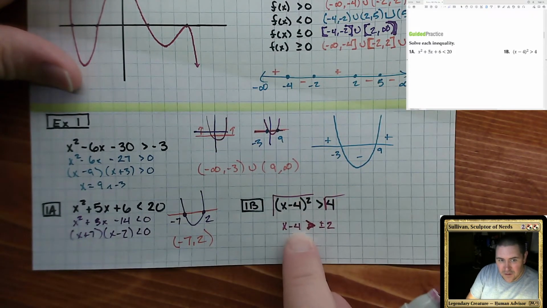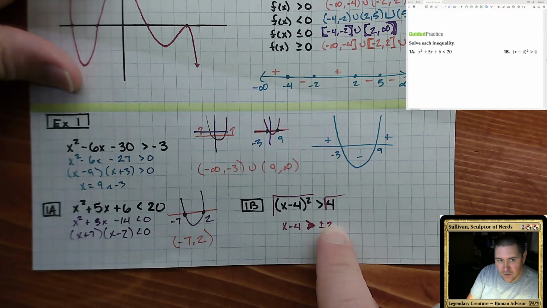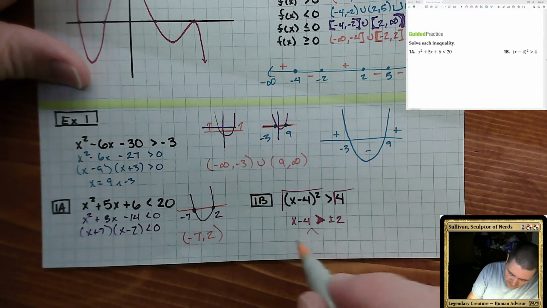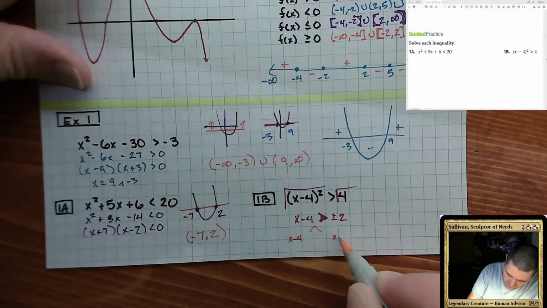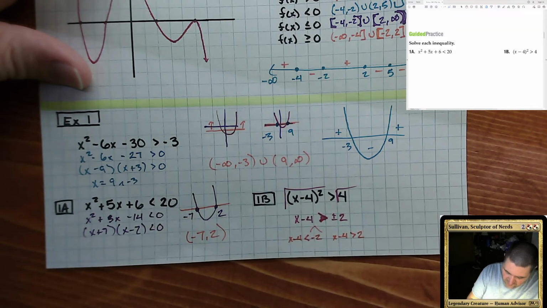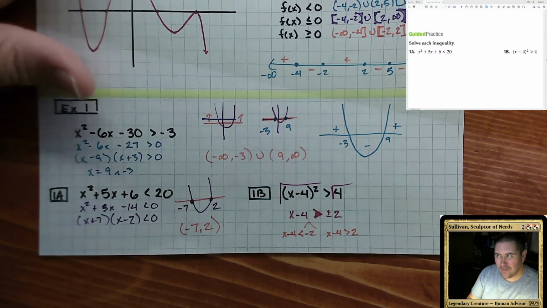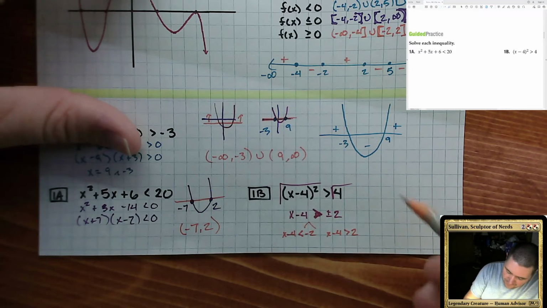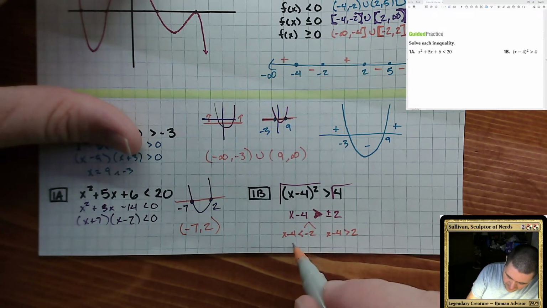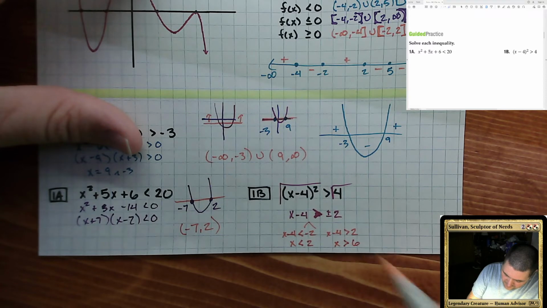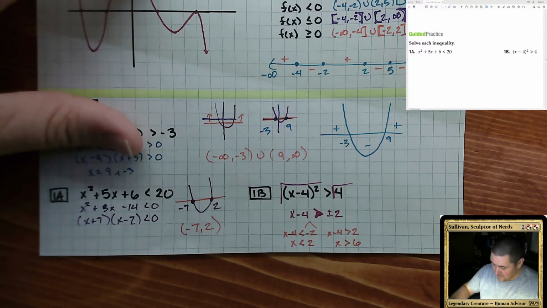When I say this is greater than 2, I can't also say greater than negative 2. It's kind of that whole light side, dark side, absolute value thing, where I'm going to have x minus 4 is greater than 2, but it's less than negative 2. Y'all remember that from, like, what, Algebra 1, beginning of Algebra 2, maybe? So x is less than 2, x is greater than 6. Now that's one way to do it.